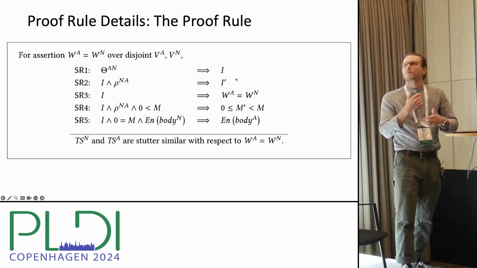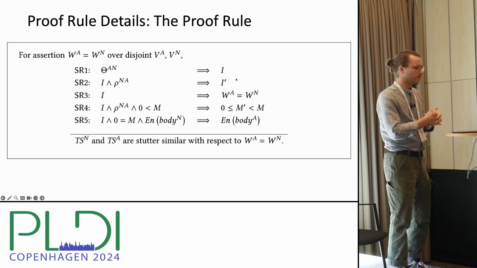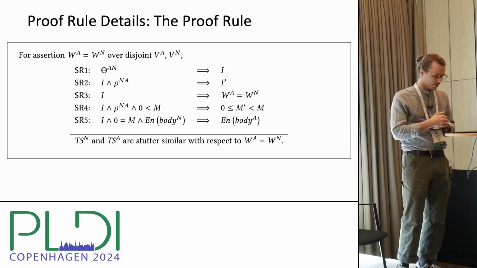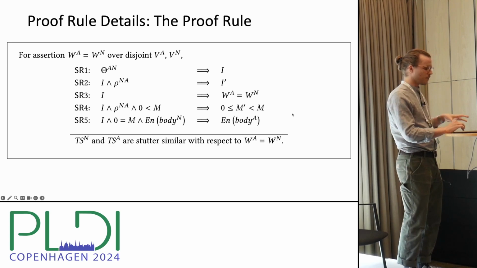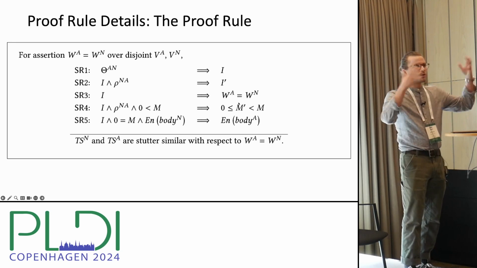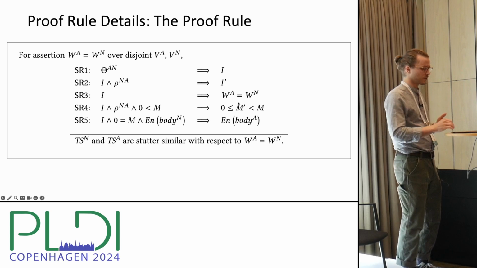And we wrap this up into a proof rule that I'm just showing for the fancy formulas. But the main part of this proof rule is SR3, where we're able to prove that these two programs are equal in all reachable states of the transition system.